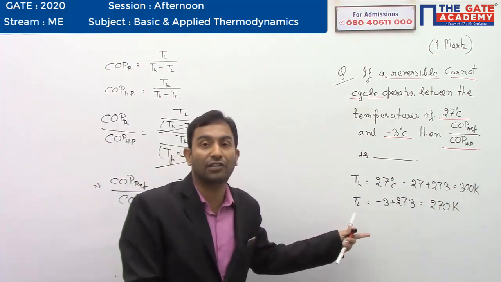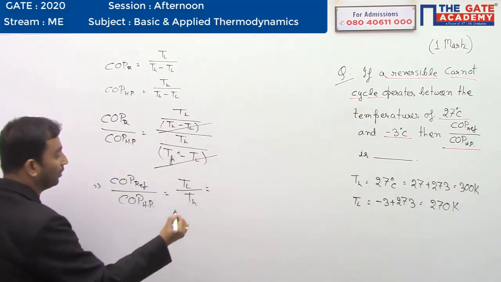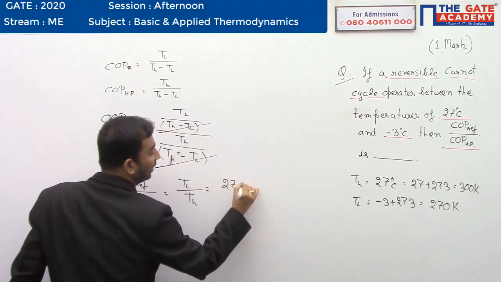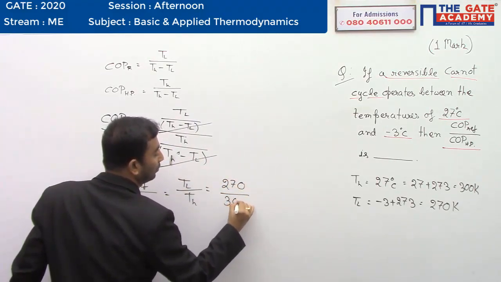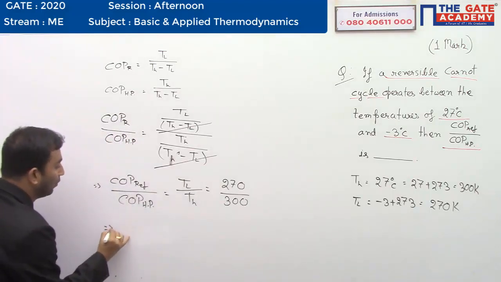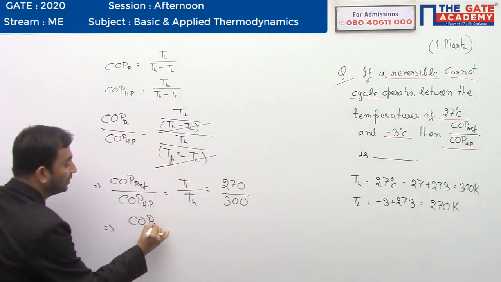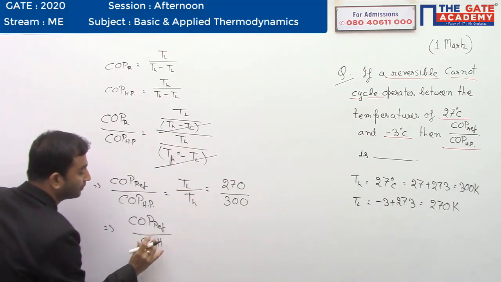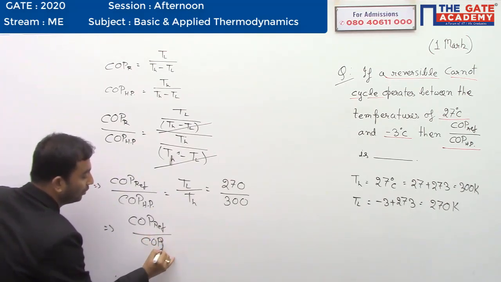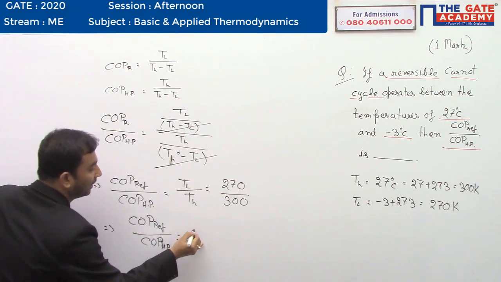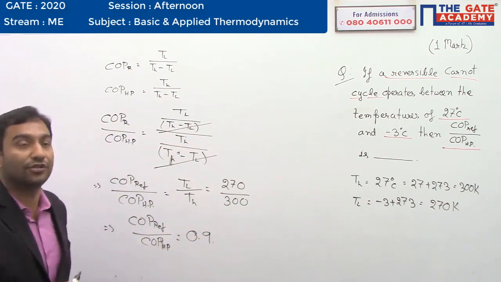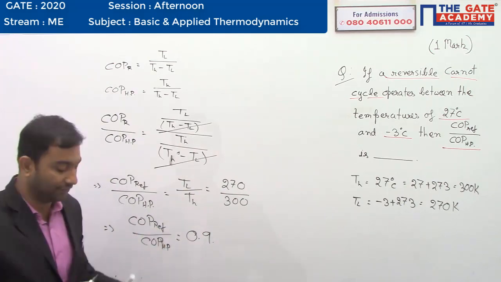Now we have everything we require to find this ratio. Simply I'll put the values: T lower is equal to 270 by T higher equal to 300. So the value of the ratio of COP refrigerator by COP heat pump, we will get as 0.9. So this is your answer.